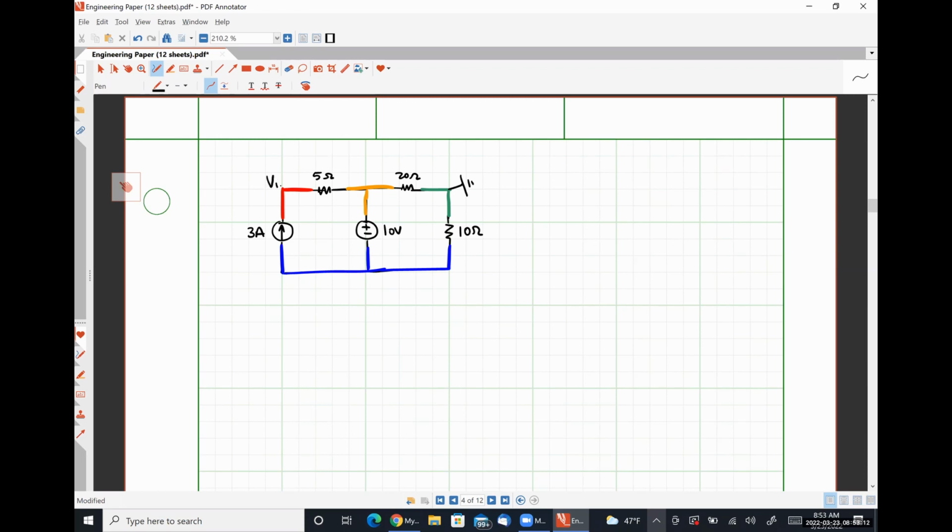So I'm gonna make this node VA, this node VB, and this node VC. There are no controlling variables because there are no dependent sources, so I don't need to worry about any of that, right? So now I would simply apply KCL at node A, KCL at node B, and KCL at node C. KCL at node A is just going to be -3 amps plus VA minus VB over 5 ohms is equal to 0. Are we all okay with that?